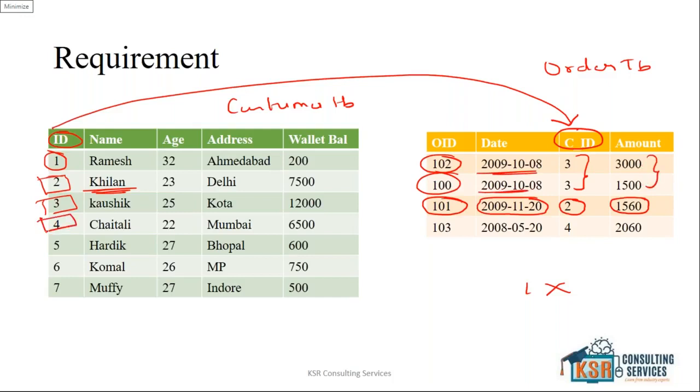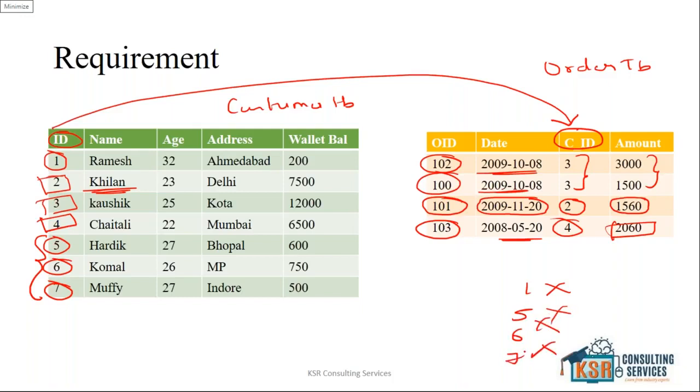What about Chaitali? Chaitali is a person whose ID is 4, so this is 4, and they have placed some other order, on 2008, for 2060 rupees. What about Hardik, Komal and Muffy? 5, 6, 7 have never purchased anything. I don't see them purchased at all. So 5, 6, 7 are the customers who have not purchased anything.